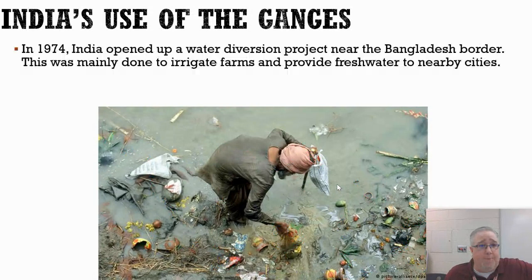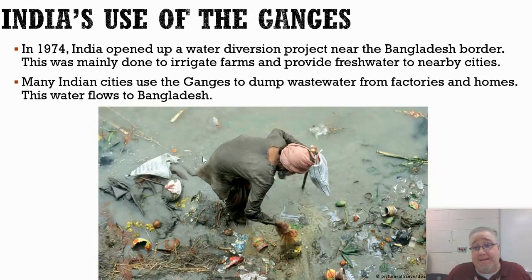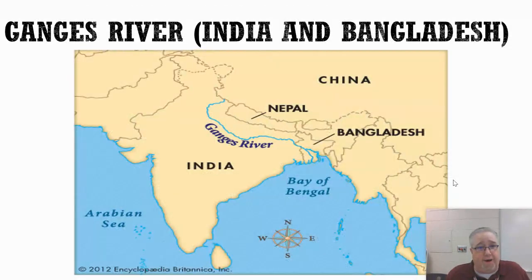Now, India, in 1974, decided that they wanted to help out the local farmers, especially in the northern region of the state. So I'm going to go back to this picture here. And what they did was they built some aqueducts, some natural water diversions, so that instead of the water flowing all the way through to Bangladesh, they built these little, if I can draw it in for you here, these little diversions.